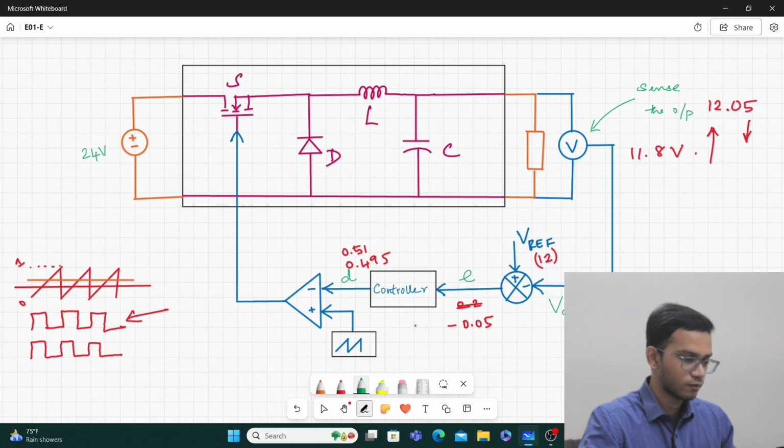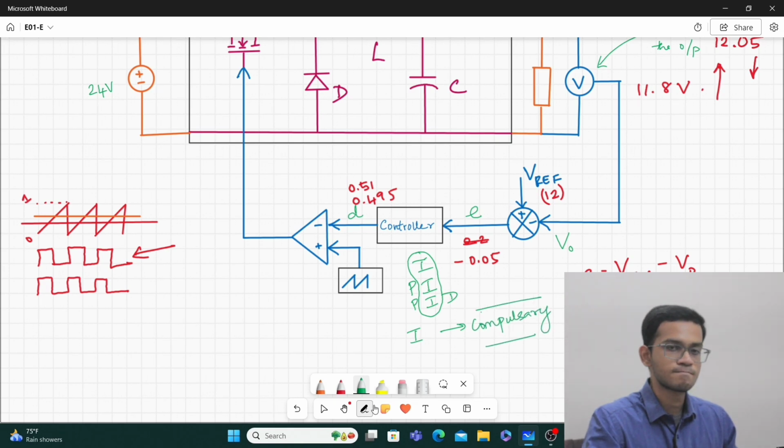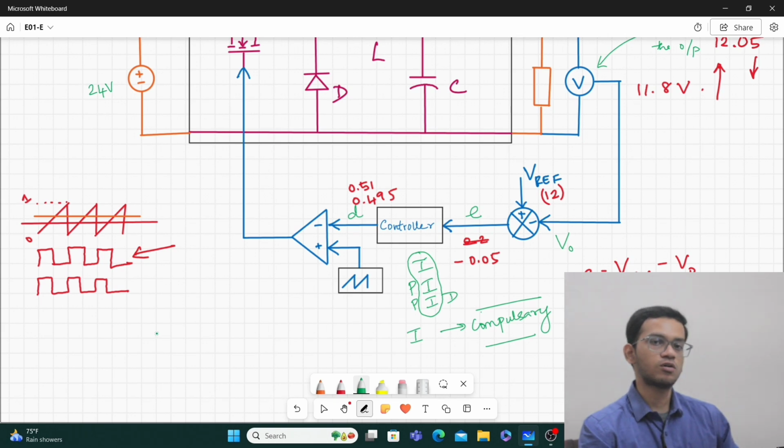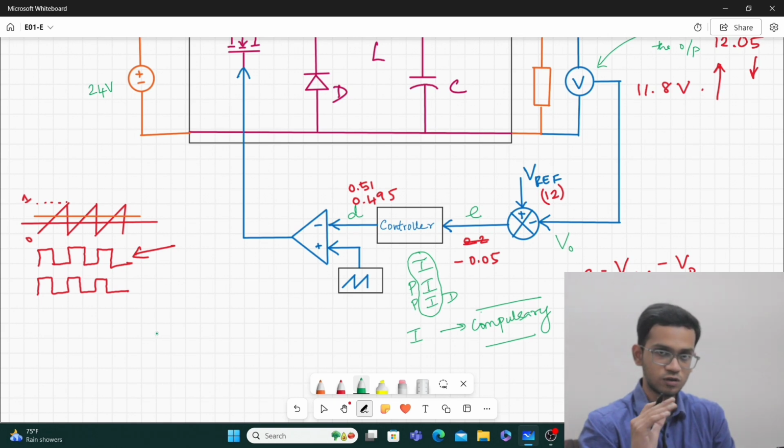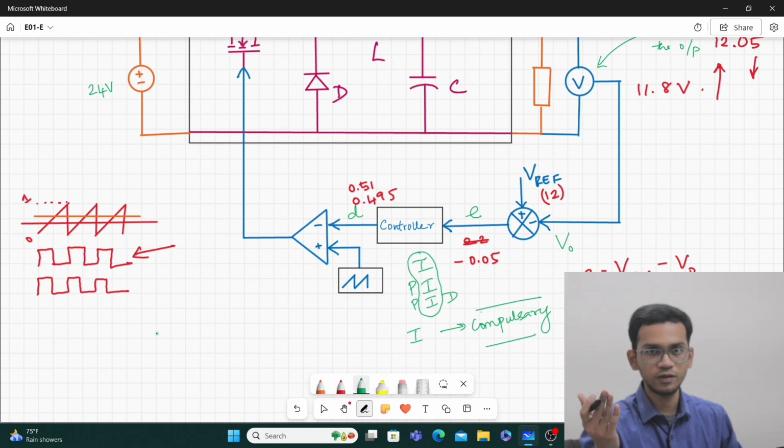When I say controller, in DC-DC converters, it could be an I controller or a PI controller or a PID controller. And it could be directly observed that the integral portion is common among all the three. Means that an integrator is compulsory. Why? Whenever you want to maintain the output of something as constant, there are two ways. Assume that I want 12 volt. I can maintain the output constant, but the constant output voltage could remain at 11.8 volt itself. It could be a constant 11.8.